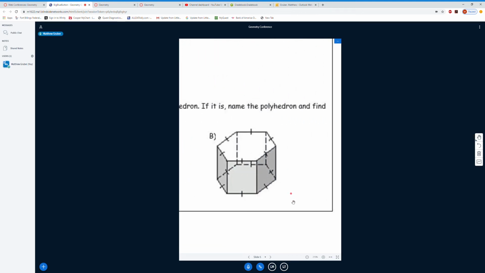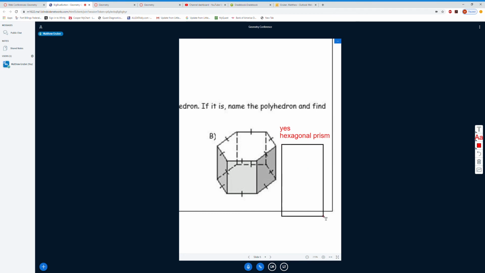What about B? Is this a polyhedron? Are there any curves at all? No, there's no curves. So yes, it's a polyhedron. I now need to name it. So it doesn't come to a single point, so it's not a pyramid, it is a prism. But what type of prism? We look at the shape that forms the bases. This shape has 1, 2, 3, 4, 5, 6, so that is a hexagon. So we call it a hexagonal prism.